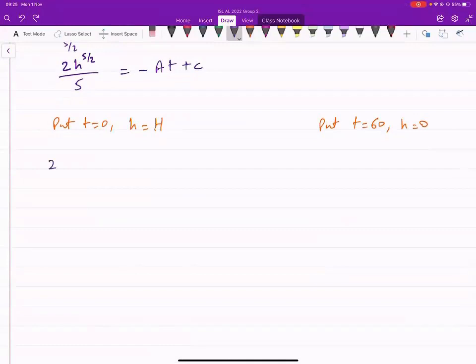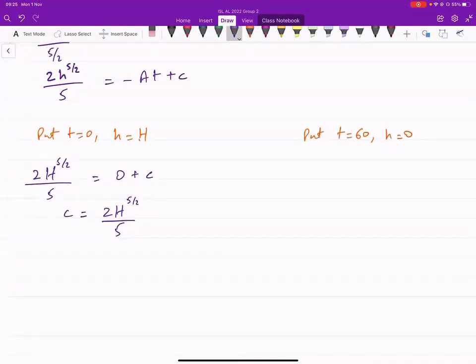Okay. So we get 2H raised to power 5 over 2 divided by 5. That's equal to minus a into t, which is 0 there. So that gets eliminated. We directly get c in terms of capital H. So c is 2H raised to power 5 over 2 divided by 5. That's the value of c. Okay. Now we do the other thing. Input t equals 60. We have 2.